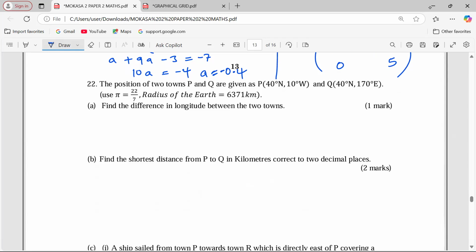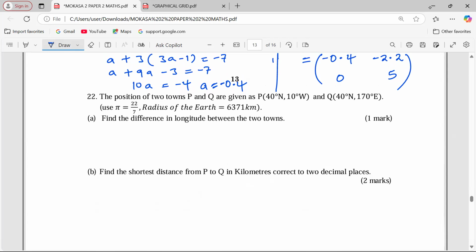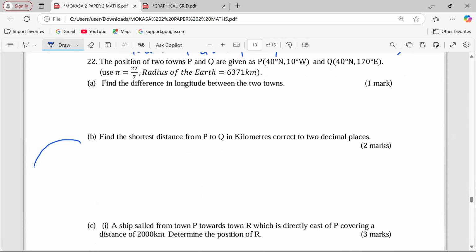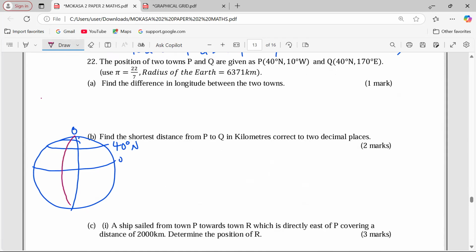Difference in longitude means from the longitude where P is to the longitude where Q is. This is the 0 prime meridian. Then this is 0 equator. Then we are talking about latitude 40 degrees north. Now, along this latitude 40 degrees north, we have a place in the west that is 10 degrees west. And this is going to be P.